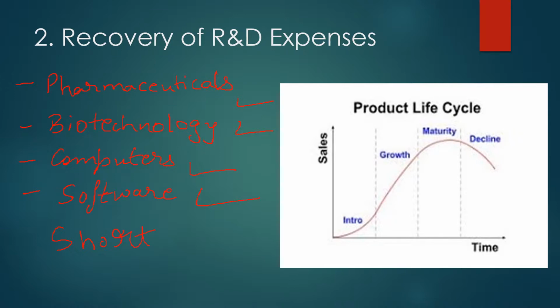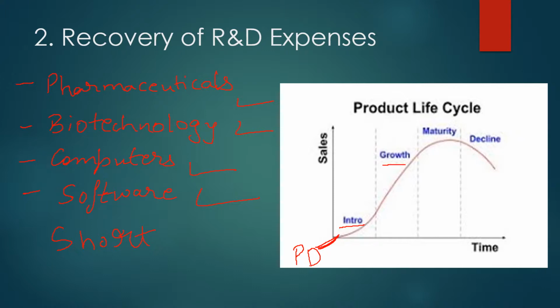Now for those who don't know what is product life cycle, in the lifetime of the product it goes through various stages. The first stage is the product development stage, where you haven't started actually selling the goods. Here you are measuring the sales and here you are measuring the time. Then when you introduce your product, that is your introductory stage, your product is going to grow because people are going to start buying.